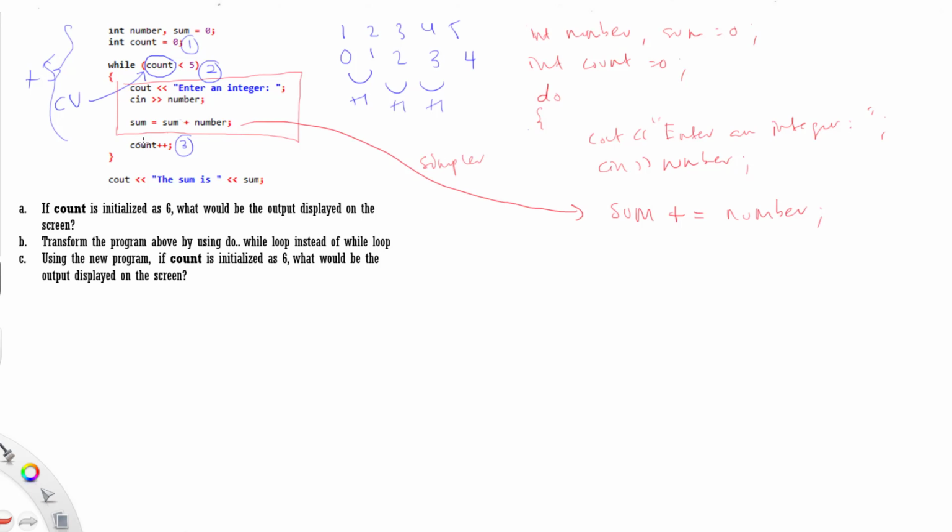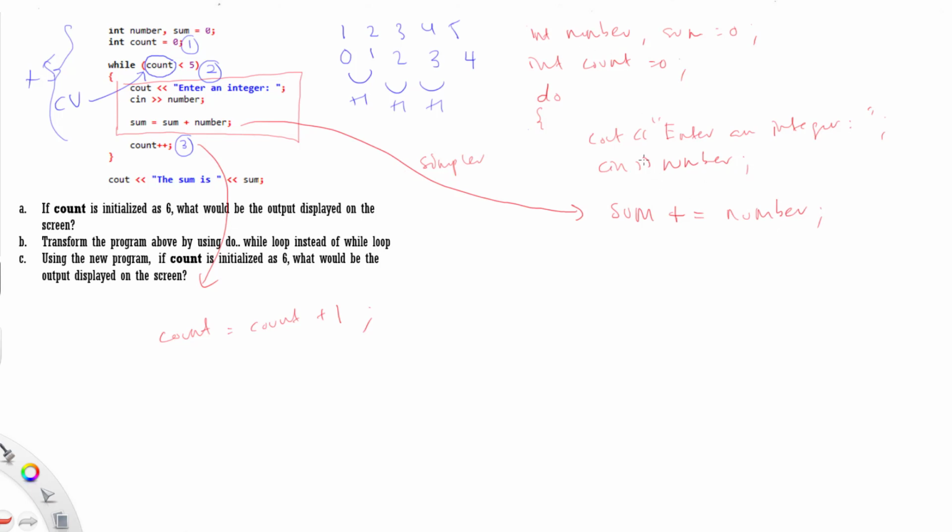Same thing as count. With count, you can write count equals to count plus 1. It means the same thing, except this is a simpler version of this. So you can write sum plus equals to number. So this means sum equals to sum plus number.